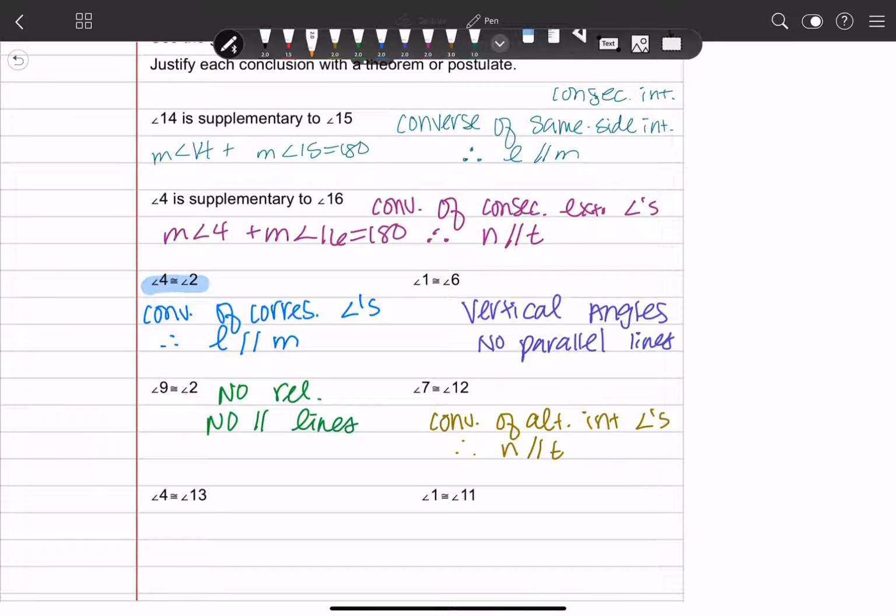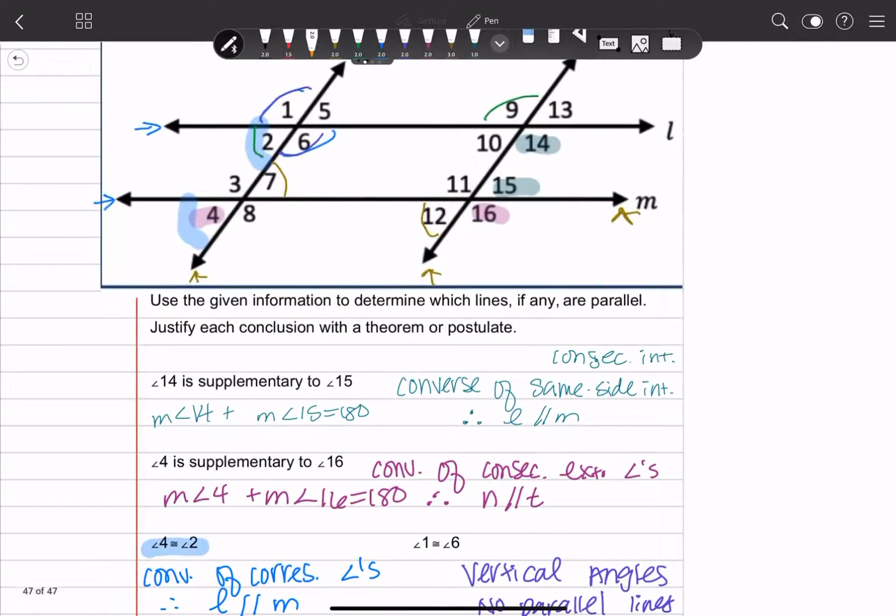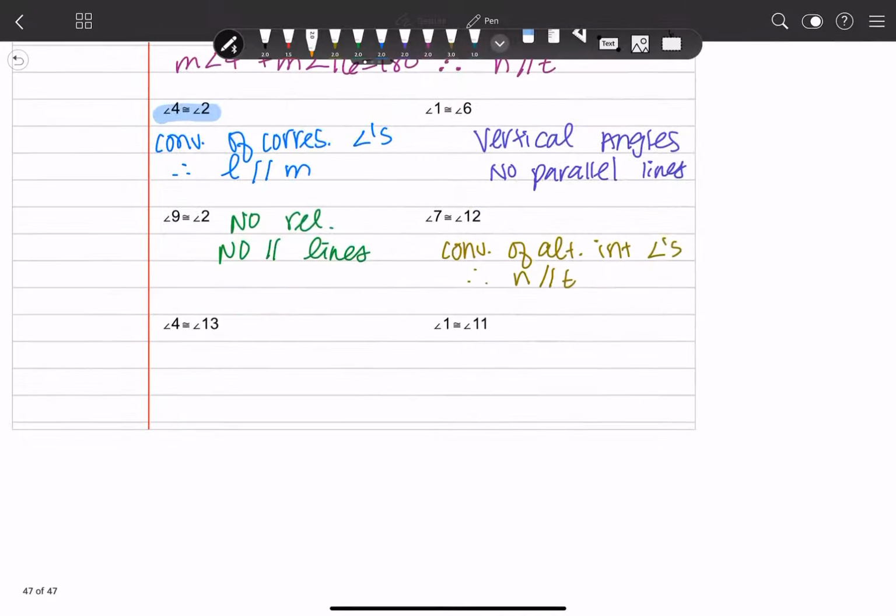All right, we've got our last two. Angle 4 right here is congruent to angle 13. Well, these are on two different transversals. They're like in another world over there. And because there is no common transversal, we can't prove that there are parallel lines. So we're going to say no common transversal, no parallel lines.